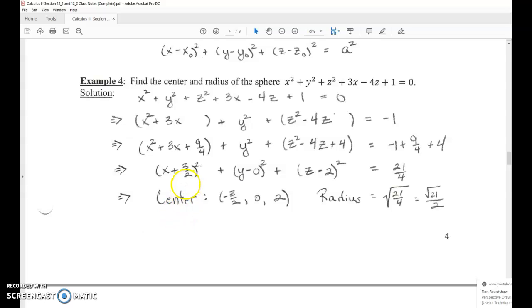So our center is at negative 3 halves, because it's x minus a minus 3 halves. Y minus 0, 0. Z minus 2, 2. The center is at minus 3 halves, 0, 2. The radius is the square root of 21/4, or square root of 21 over 2.